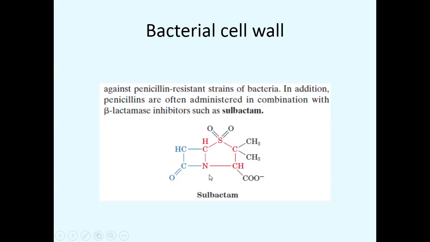Augmentin, for example, is a common antibiotic used for many bacterial infections. It contains amoxicillin and an inhibitor of beta-lactamase enzyme and hence makes bacteria susceptible to the antibiotic.